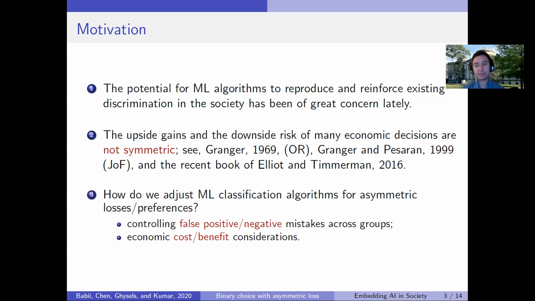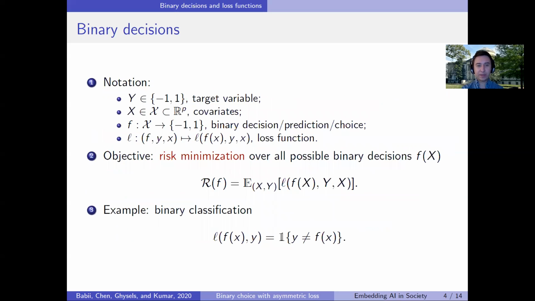So the question that we ask in this paper is, how do we adjust machine learning classification algorithms for asymmetric losses and preferences? For example, we may want to control false positive or false negative mistakes across different groups, like Black and white, male and female. And more generally, we may want to make decisions based on economic costs and benefits considerations.